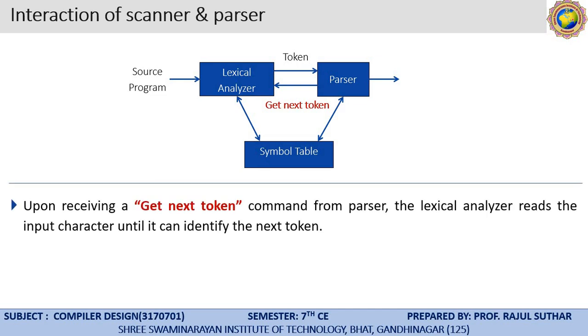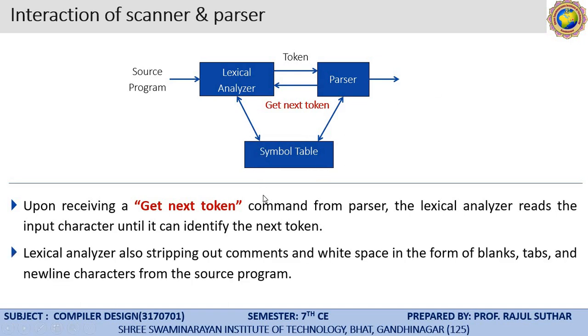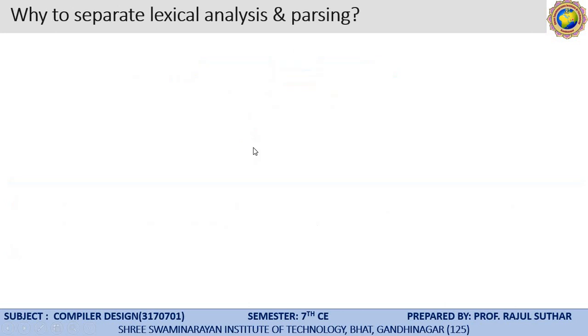Upon receiving the get next token command from a parser, the lexical analyzer reads the input character until it can identify the next token. So you can easily understand this by using this figure. The lexical analyzer also strips out the comments and white space in the form of blanks, tabs, and newline characters from the source program. So this is the main point related to the interaction of scanner and parser.